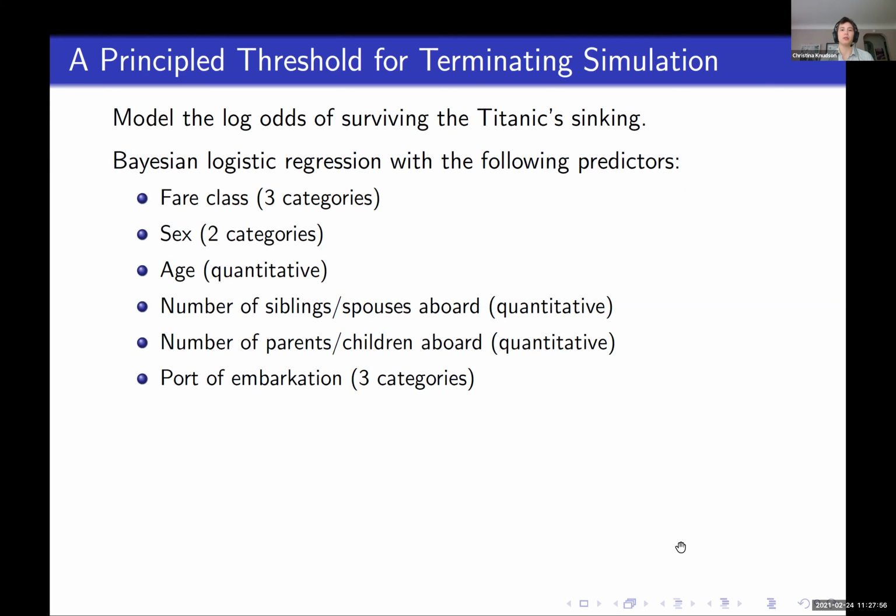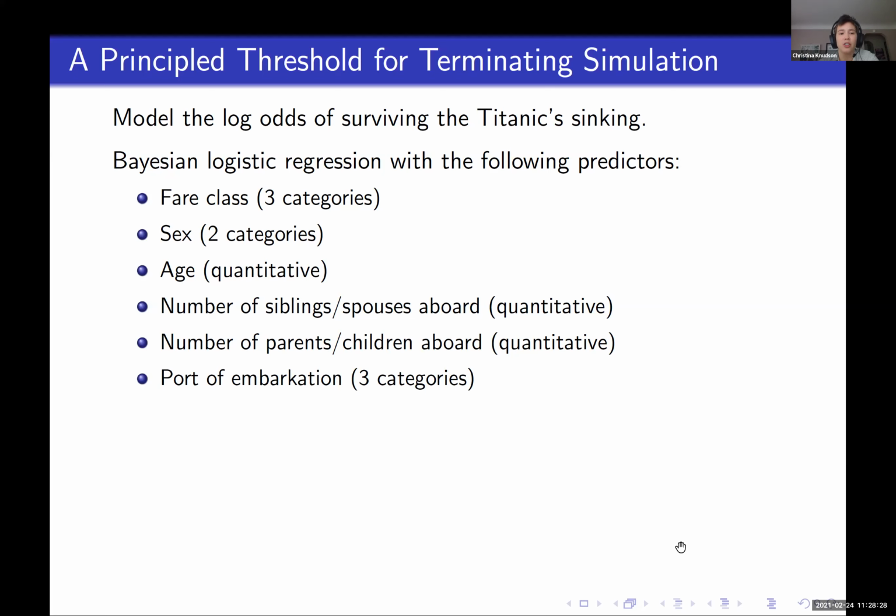What we did is we looked at the data from the Titanic, and we're modeling the log odds of surviving the Titanic. So this is just a Bayesian logistic regression, and we have the following predictors. We have the fare class, which is categorical with 3 categories. We have the gender of the people on board, 2 categories, since that was how data was collected back in that day. We have the age of the passenger, which is quantitative.